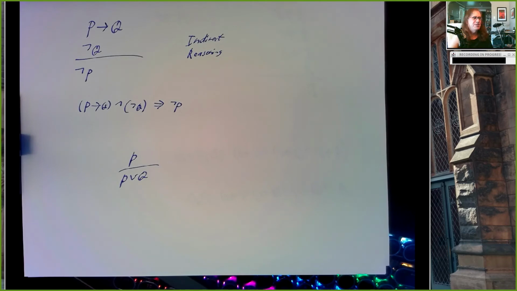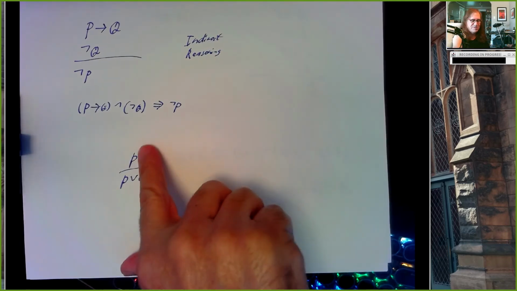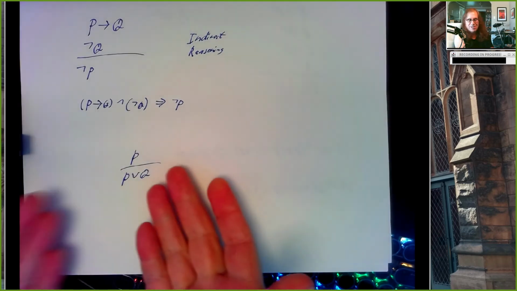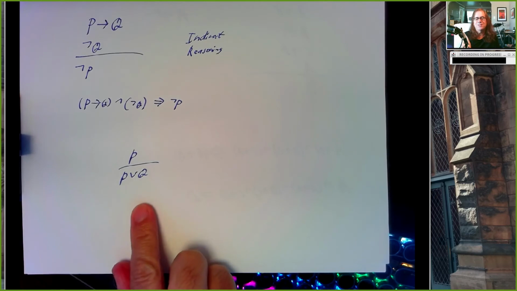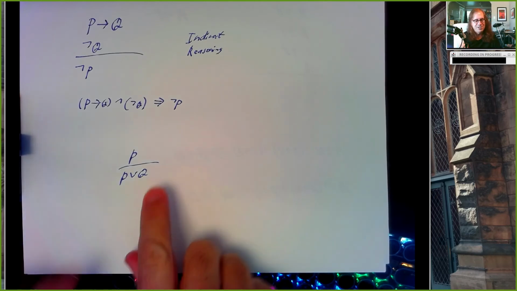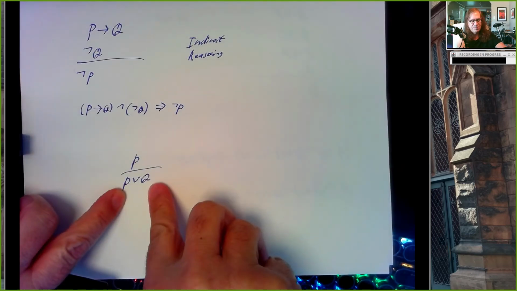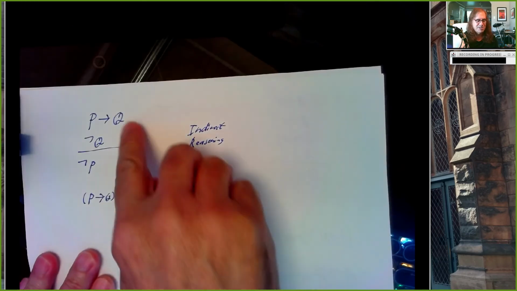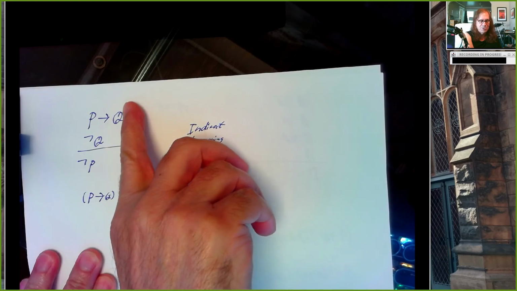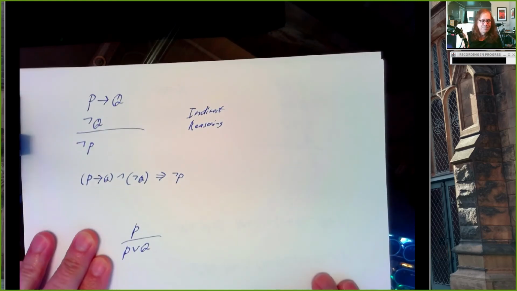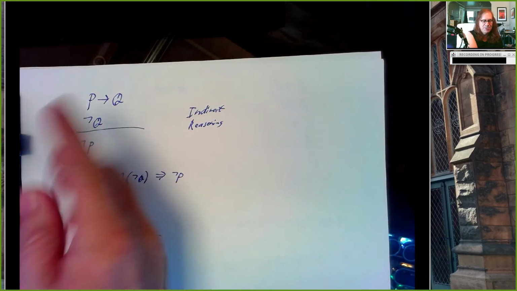And remember, these things never say anything more than what they're saying. If P is false, this doesn't tell me anything. It doesn't tell me that P or Q is false. It doesn't tell me P or Q is true. This is only saying if P is true, then P or Q is true. This is only saying if these two things are true, then that's true. If this is not true, this doesn't tell me anything. If not Q is not true, this doesn't tell me anything.